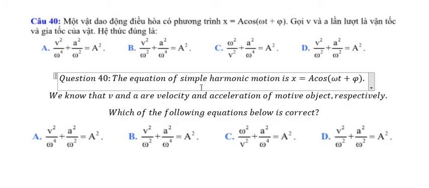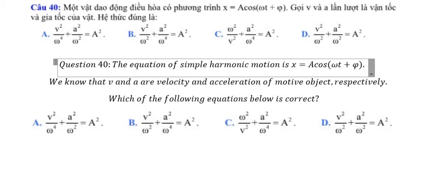The equation of simple harmonic motion is s equals A multiplied by cosine of omega t plus phi. We know that v and a are the velocity and acceleration of the moving object respectively. Which of the following equations below is correct?